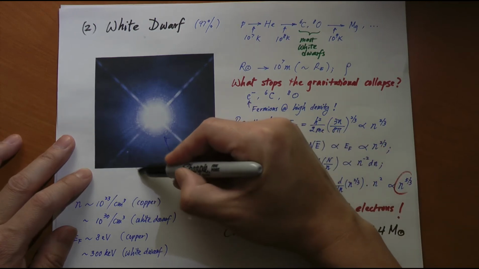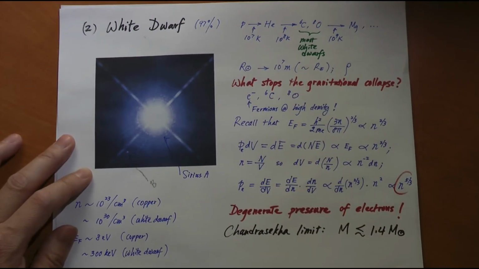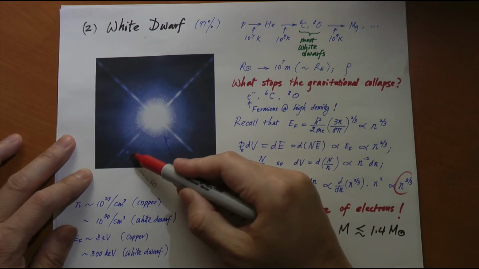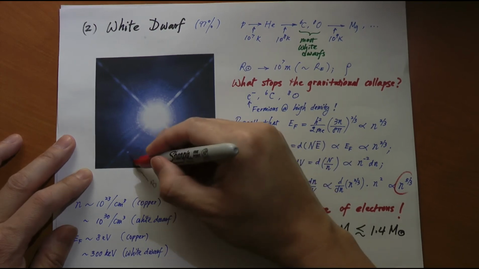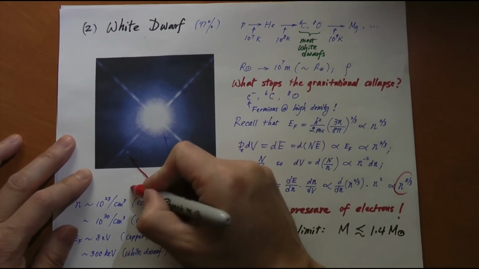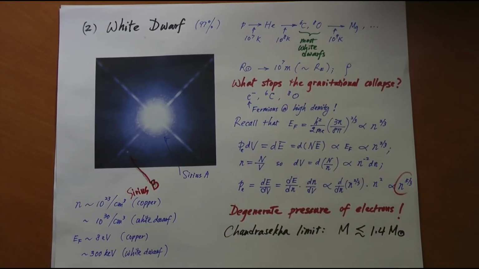And here is Sirius B. You see that little speck of light? This little speck of light? This is Sirius B. It is believed to be a white dwarf.